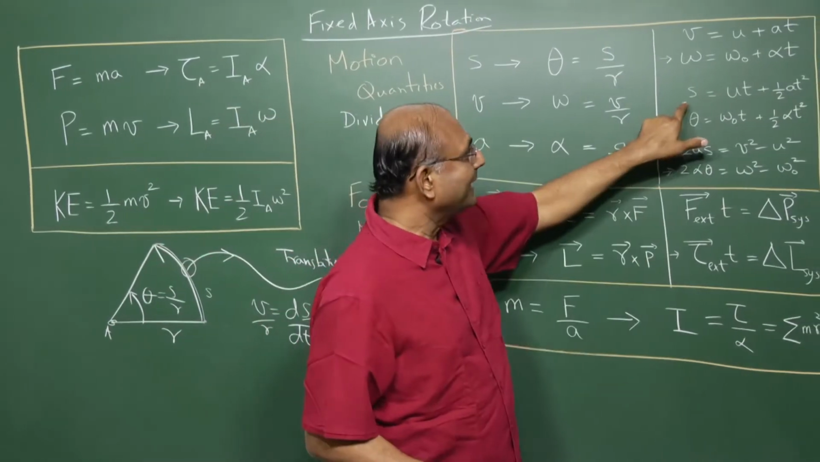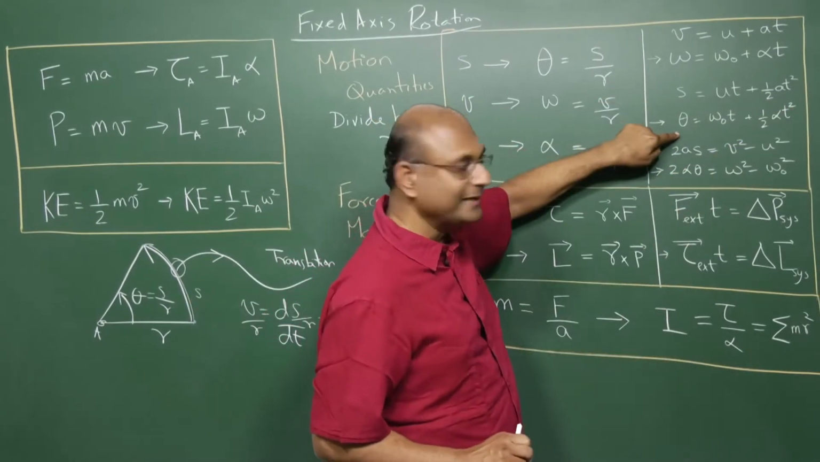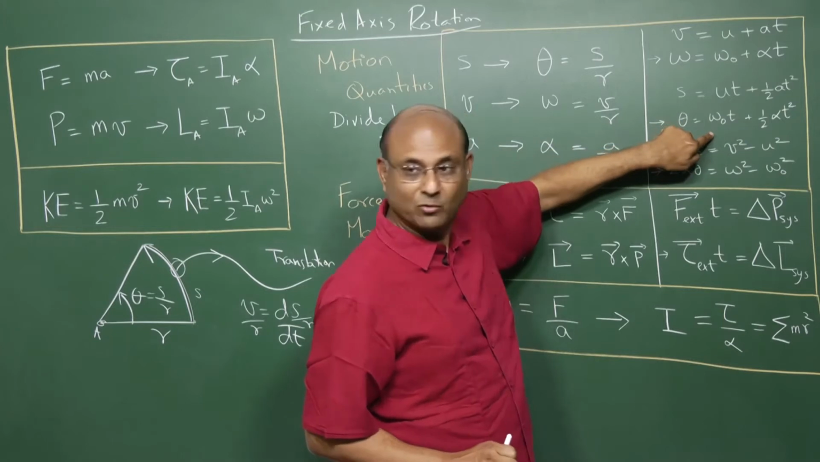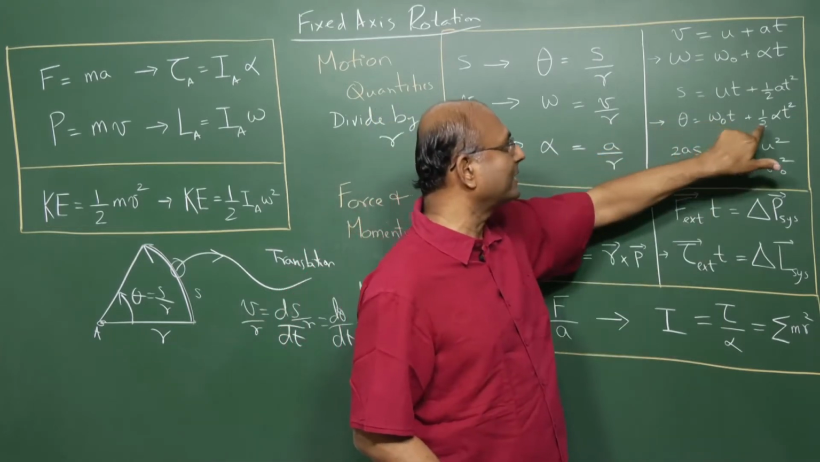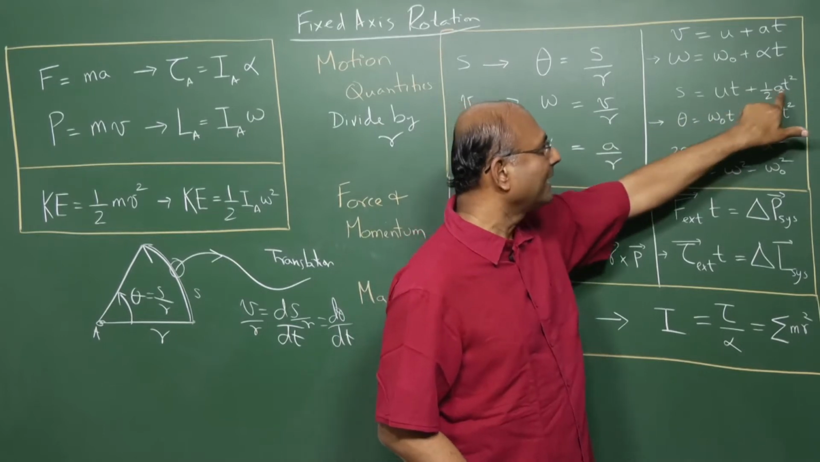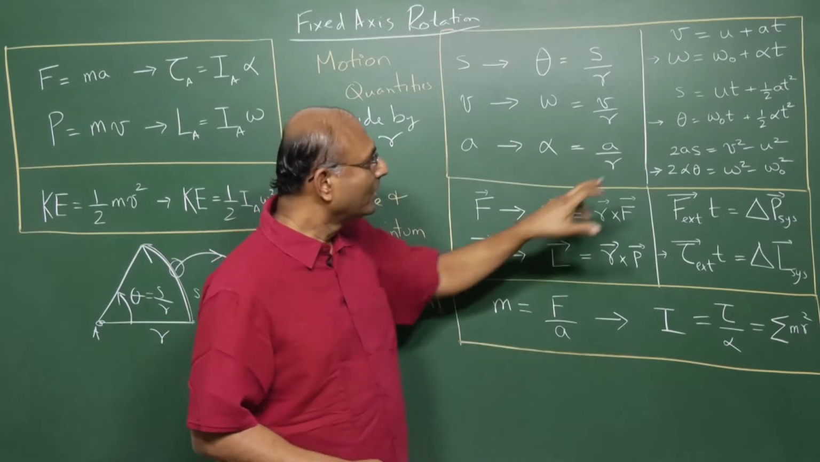Okay. Similarly, S is equal to UT plus half AT square. Divide everything by R. S by R is theta. U by R is omega naught. T does not change. Time is the same. Okay. So this is omega naught t. So theta is omega naught t plus A by R, which will give me alpha. So alpha t square by 2, half alpha t square.